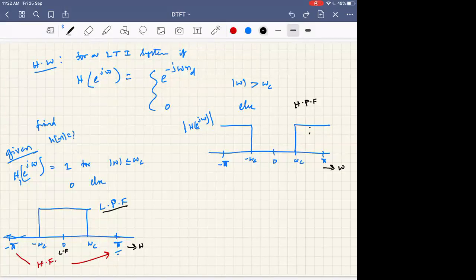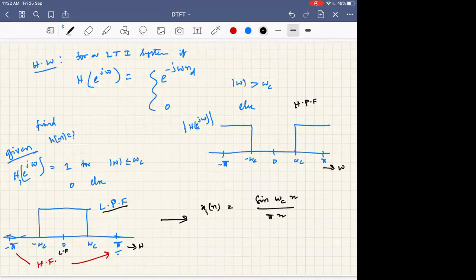Let us now give for this, if you remember, we have derived in the earlier class its Fourier transform, X of e power j omega, like this. Then what is x of n? We have h1 of n equal to, any of you remember? Sin omega c n by pi n, the sinc function. This we have derived in the previous class.